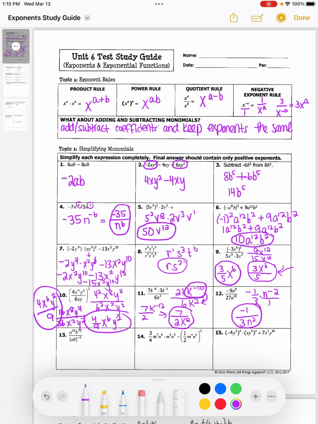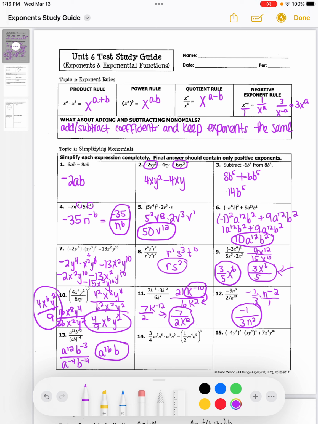For number 13, we've got the power rule to complete in the denominator first. So this is going to be a to the 12th, b to the negative 3rd, all over a to the negative 4th, b to the negative 4th. And using the quotient rule here, 12 minus negative 4 is really 12 plus 4, so it's going to be a to the 16th. And negative 3 minus negative 4 is really negative 3 plus 4, and that's positive 1. So it would be a to the 16th times b to the 1st.